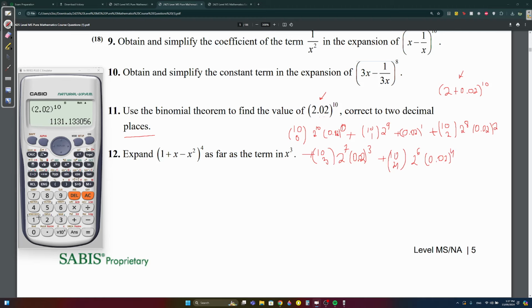Okay, now this you can just put it in a calculator. Okay, just go 10c0 is 1. Okay, 2 to the power of 10 plus, okay, 10c1, you can just put 10c1. Okay, 2 to the power of 9, 0.02. Okay, plus 10c2, 2 to the power of 8, 0.02 squared, plus 10c3. Please make sure you put it in the calculator correctly, huh?